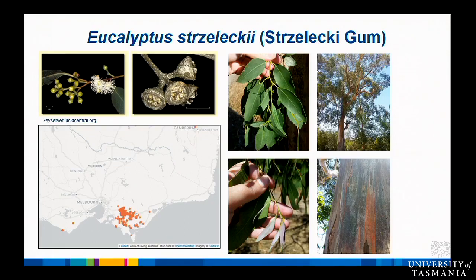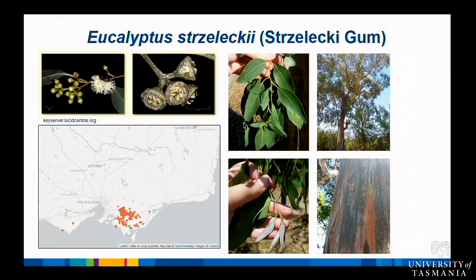So when a lot of the power plants and mines went up, a lot of the Strzeleckis were taken out of the population, or, well, removed. They were chopped down. So both species are listed as vulnerable under the EPBC Act, but Strzelecki is listed as threatened under the Victorian Flora and Fauna Guarantee Act, and even though it's listed, it was still removed for mining and power plants and things like that.